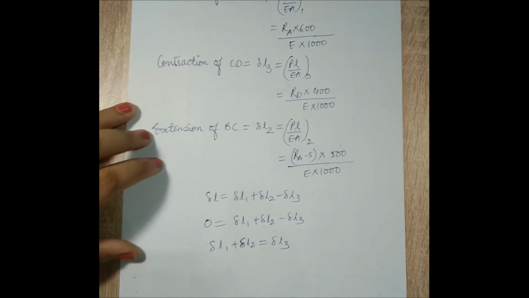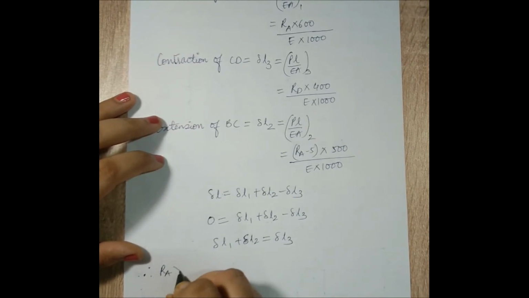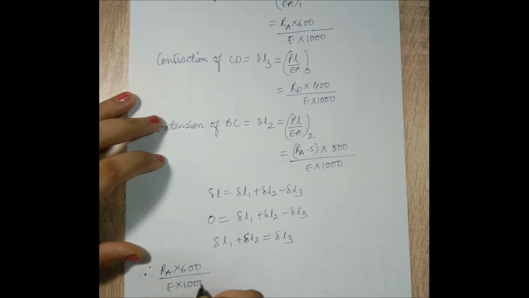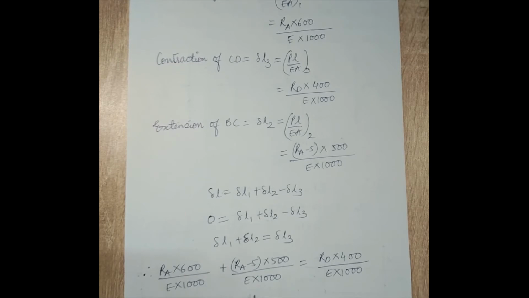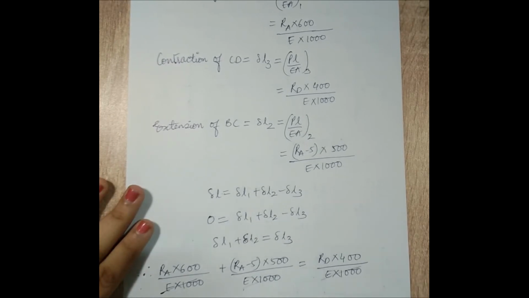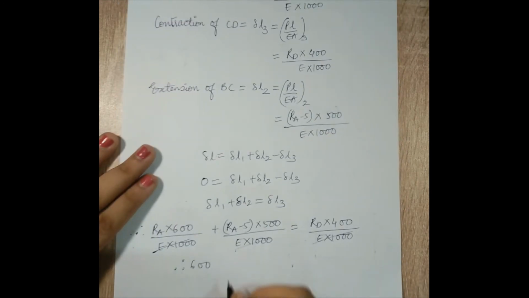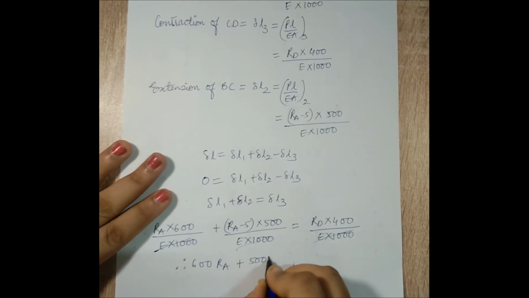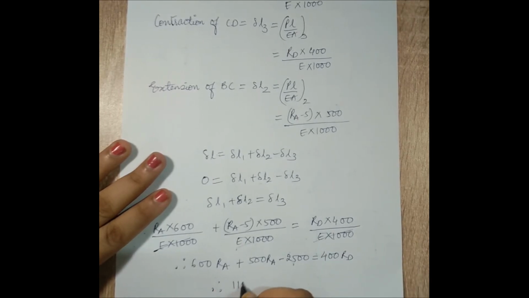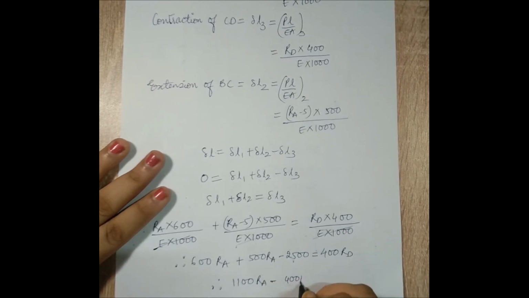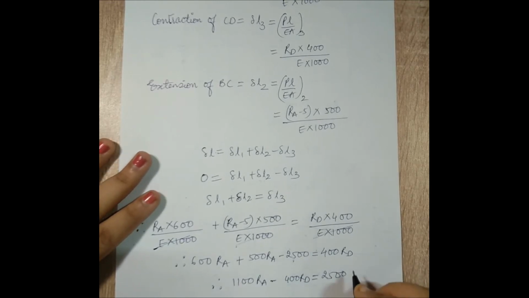So let's substitute the values and get the answer. Delta L1 is RA into 600 upon E into 1000 plus delta L2, RA minus 5 into 500 upon E into 1000, is equal to RD into 400 upon E into 1000. Now if you observe, E into 1000 is common here and here as well. So this term actually gets cancelled out. So what remains is 600 RA plus 500 RA minus 2500 is equal to 400 RD. So I get 1100 RA minus 400 RD is equal to 2500. So here I get equation number 2.